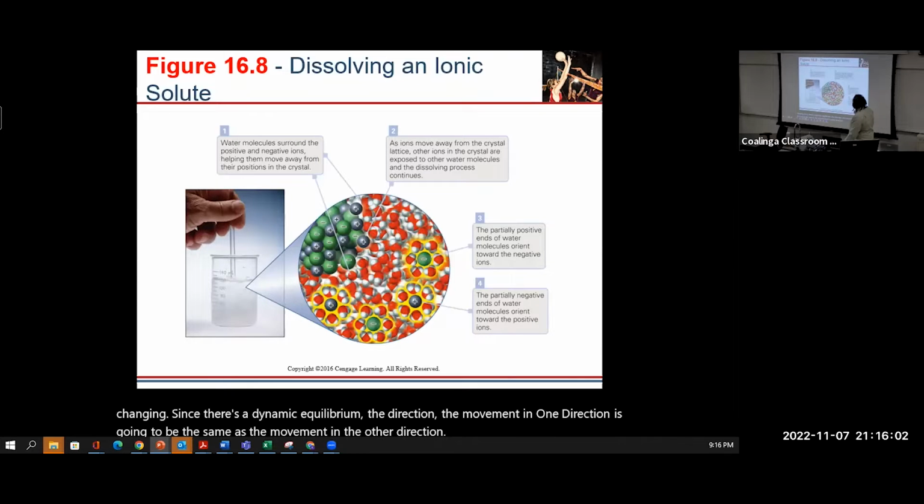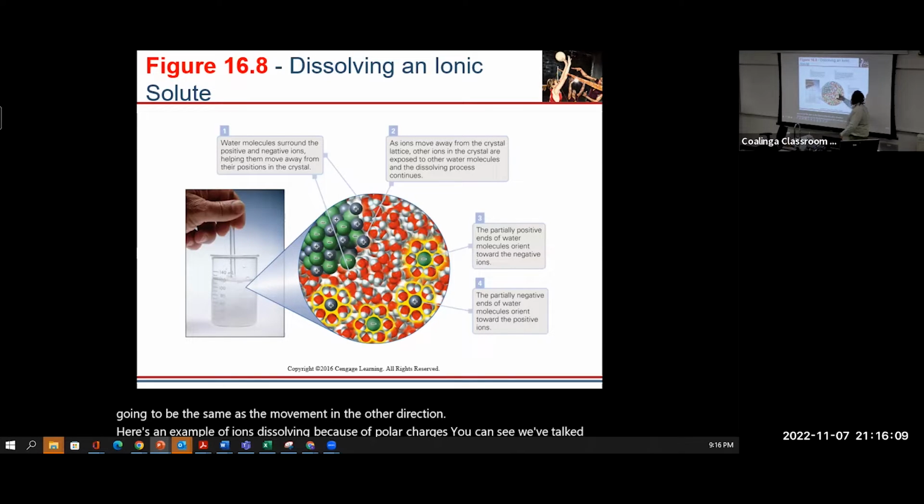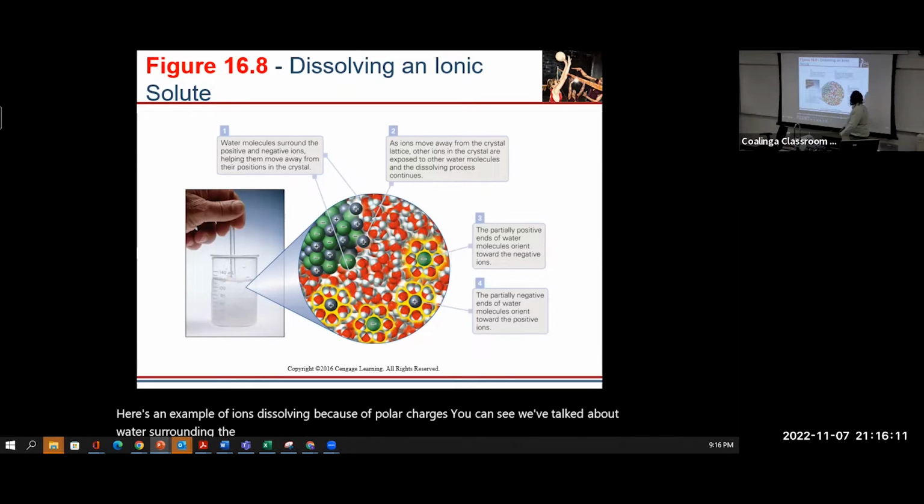Here's an example of ions dissolving because of polar charges. You can see, we talked about water surrounding chlorine, and then water also surrounding sodium, right? And we talked about that before.